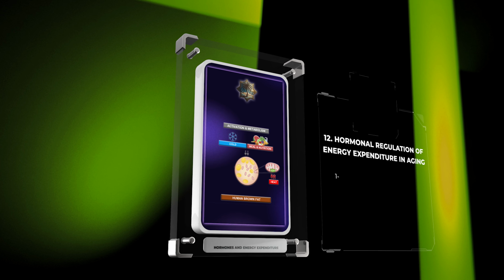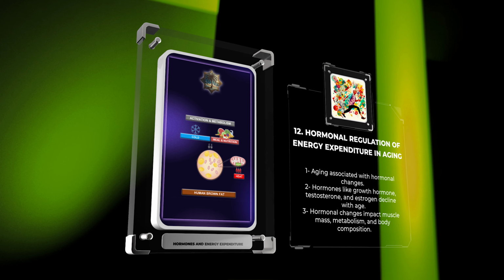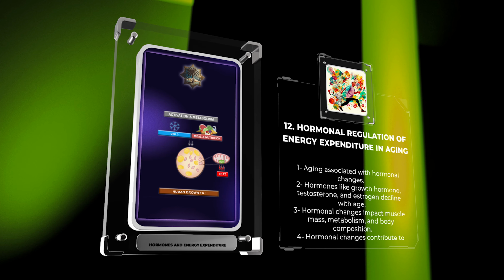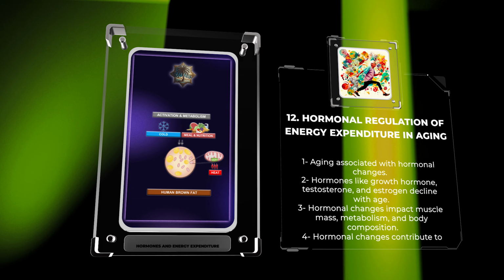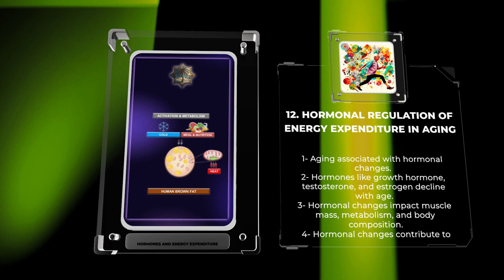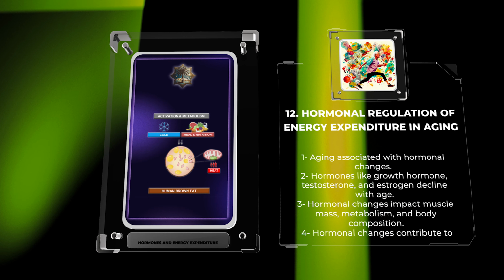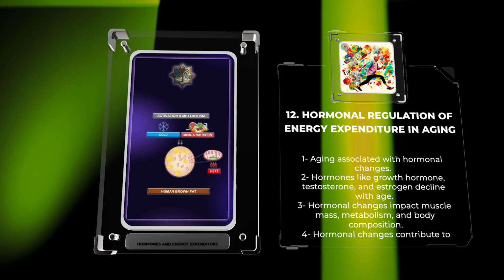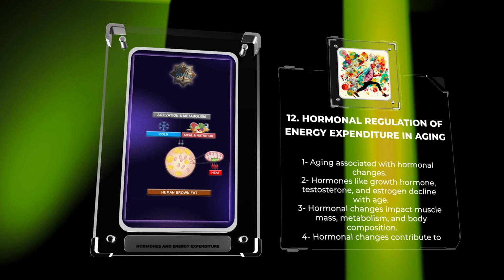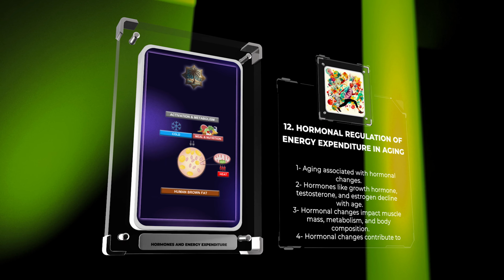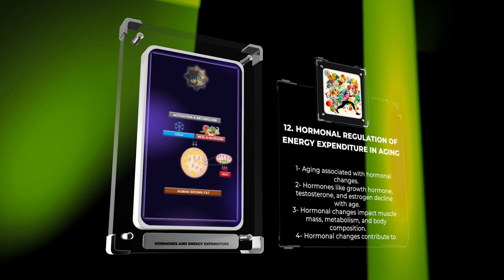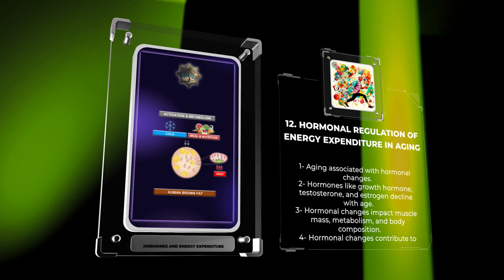Aging is associated with numerous hormonal changes that impact energy expenditure. Hormones such as growth hormone, testosterone, and estrogen decline with age, affecting muscle mass, metabolism, and body composition. These changes contribute to a decrease in basal metabolic rate and an increased risk of metabolic disorders. Understanding the hormonal regulation of energy expenditure in aging is vital for promoting healthy aging and preventing age-related metabolic diseases.